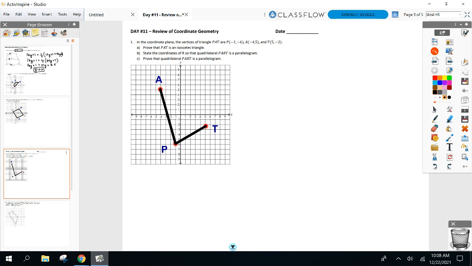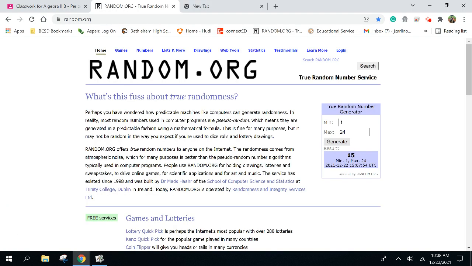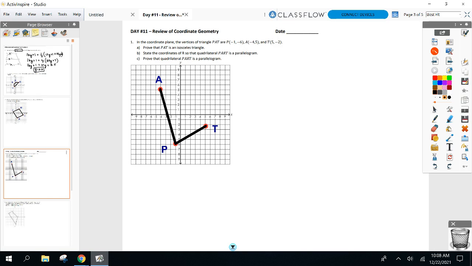Two sides are equal. What formula am I going to need then if I'm going to show you two sides are equal? Distance formula. And this is the great thing about graphing it. You could probably tell what two sides should be equal. So it's probably going to be finding the distance of PA and then the distance of AT, and hopefully they come out to be the same.